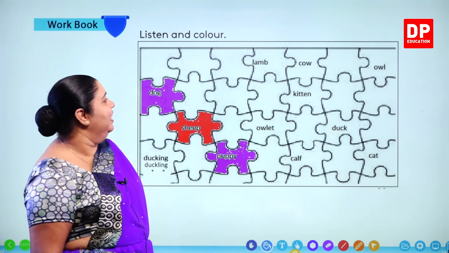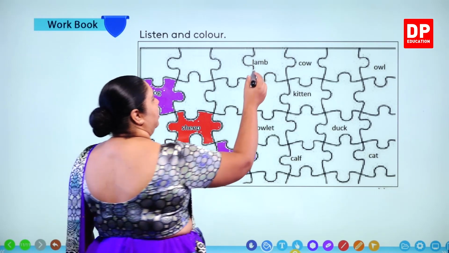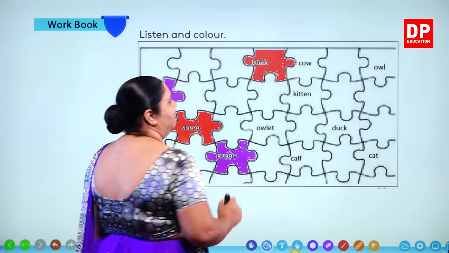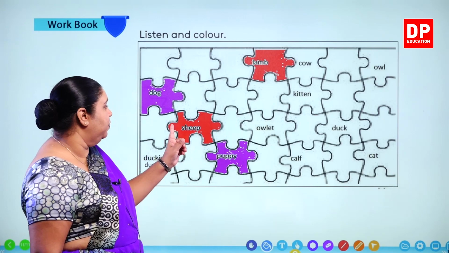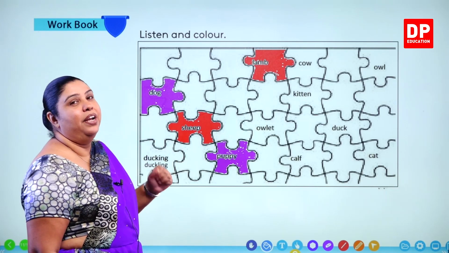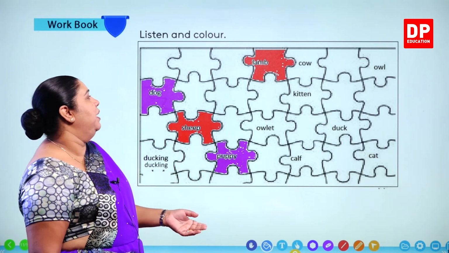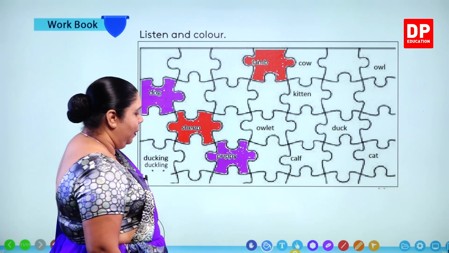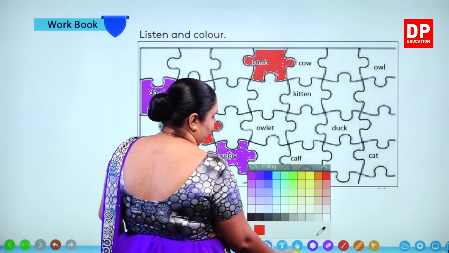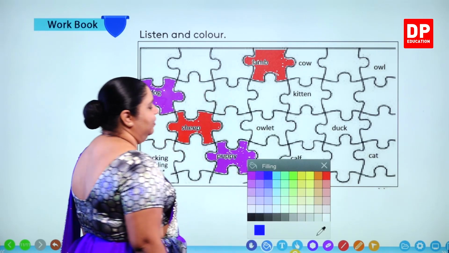Lamb, right? Lamb is the baby of the sheep. Here we have the word lamb. So who is the mother? Tell me the name of the mother. That is sheep. And who is the baby? The baby is called the lamb. Right. So we have that. Next we will select another color. Okay, maybe blue color. Right.